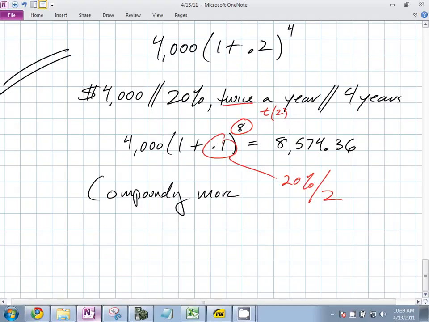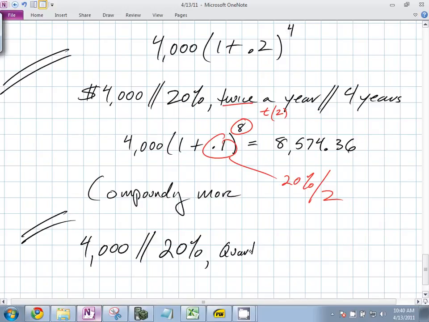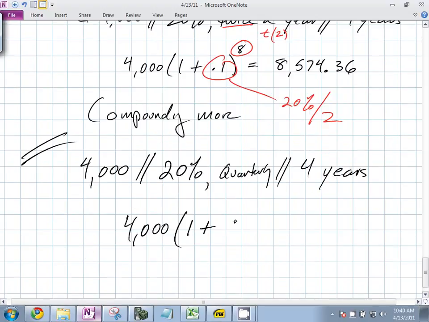So let's say you had 4,000, 20% yearly interest. So interest is always going to be stated as yearly. But instead of twice a year, let's do it quarterly over 4 years. What's the formula going to be that I plug in? 4,000 times over what? Over 4 to the 4 times what?